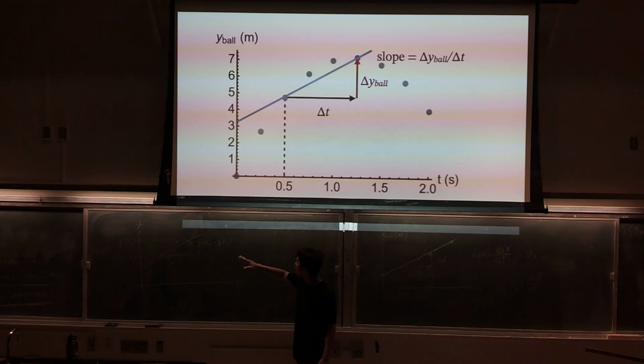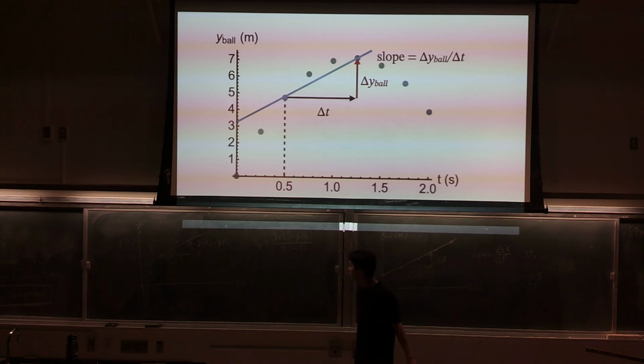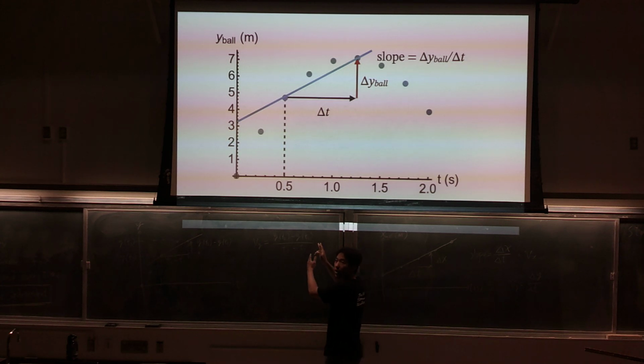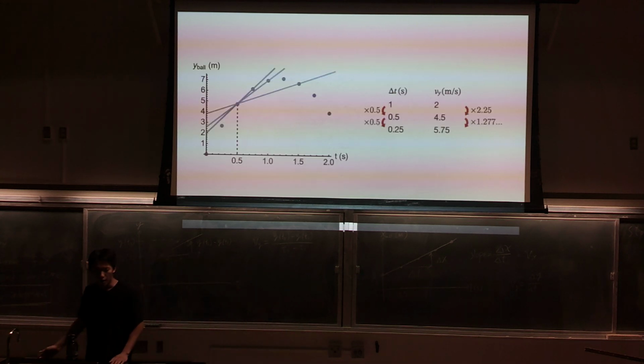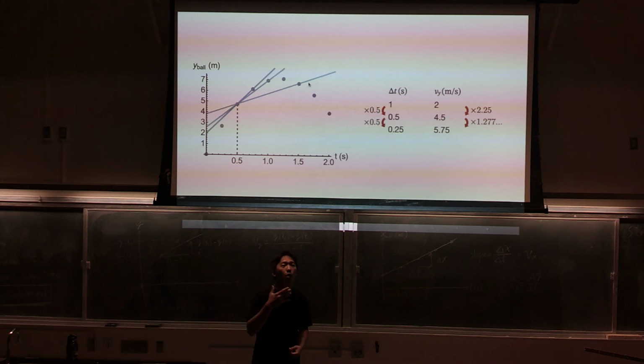Now, in this case, the y velocity is y at t2 minus y at t1 divided by t2 minus t1. And it looks like the choice of t1 and t2 will both affect the y velocity you get, and that is true. If you choose different t2, in this case t1 is always 0.5, and you choose t2 to be here, here, or here, the slope you get will be different. The y velocity you get will be different.